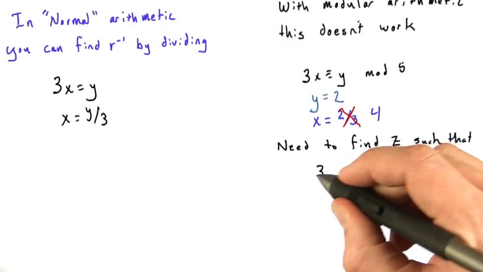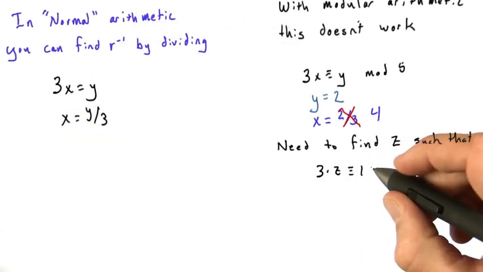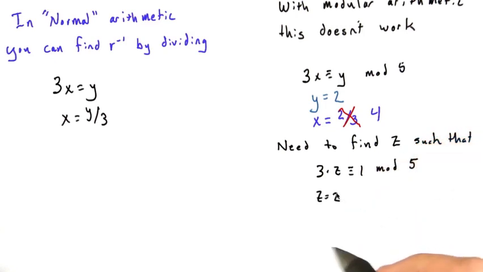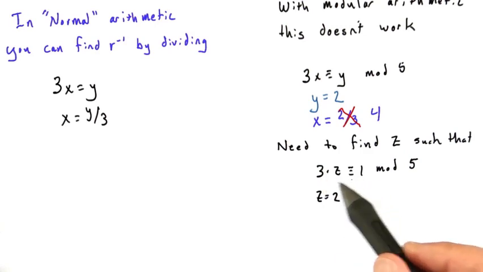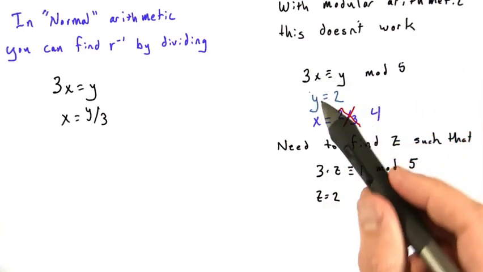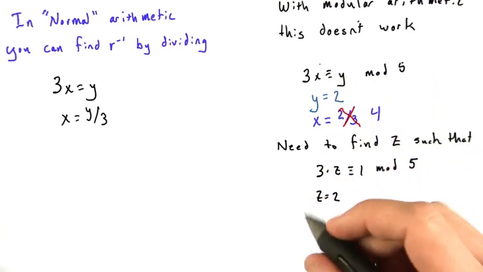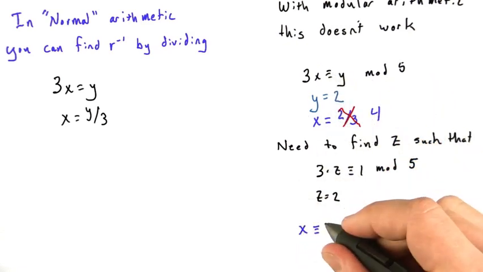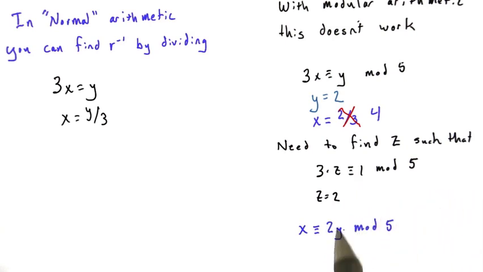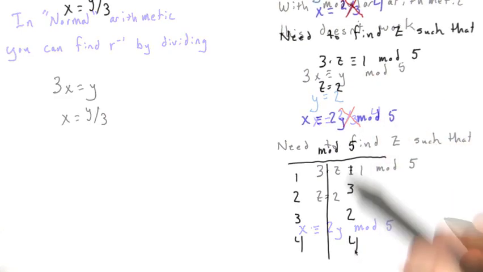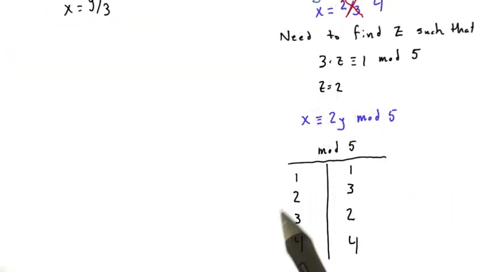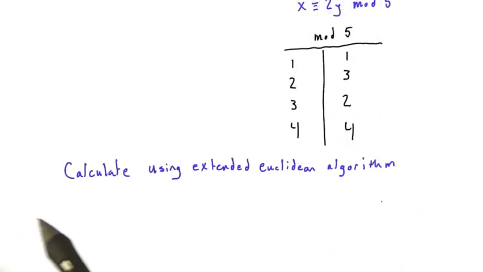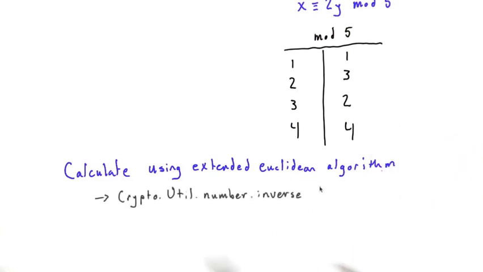And so what we need to find is some z such that 3 times z is congruent to 1 mod 5. It's fairly easy to see that z equals 2 accomplishes this. 3 times 2 is 6, 6 is 1 mod 5. So going back up to our original problem, we can solve 3x is congruent to y mod 5 for x by writing x is congruent to 2y mod 5. So if y equals 2, x is 2 times 2, which is 4. And for mod 5, here are all the inverses. 1 times 1 equals 1, 2 times 3 equals 6, which is congruent to 1, 3 times 2 equals 6, which is congruent to 1, and 4 times 4 is equal to 16, which is congruent to 1. And so we can calculate inverses using the extended Euclidean algorithm, which is implemented in the PyCrypto library in Crypto.Util.number.inverse.